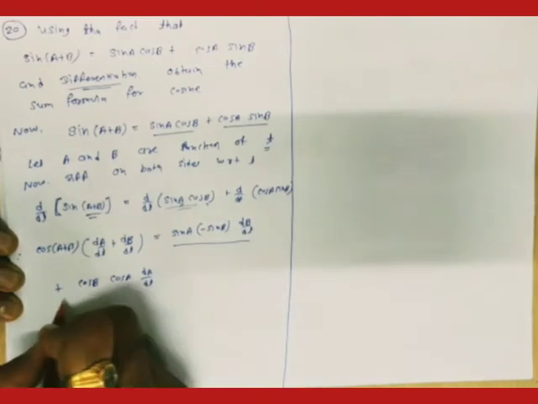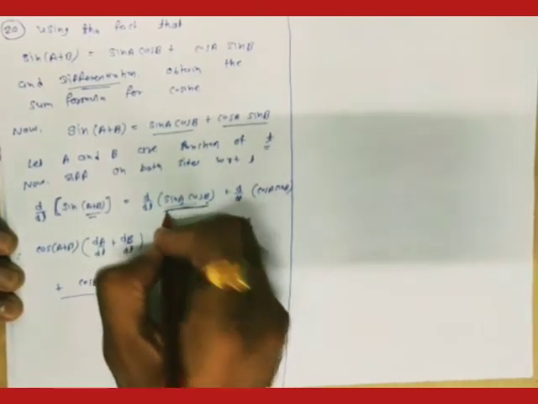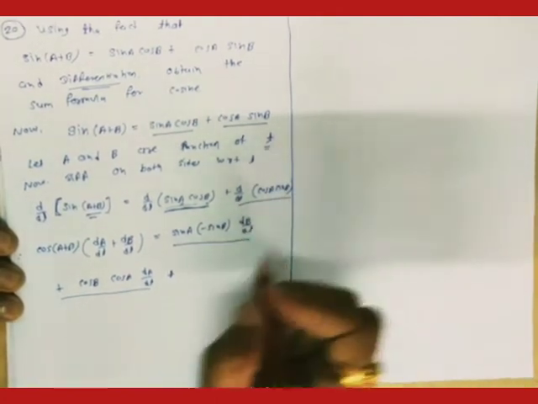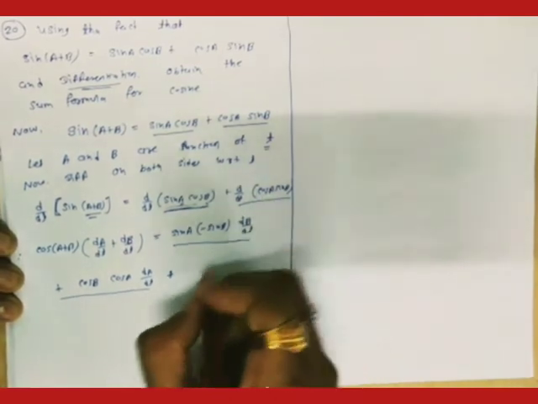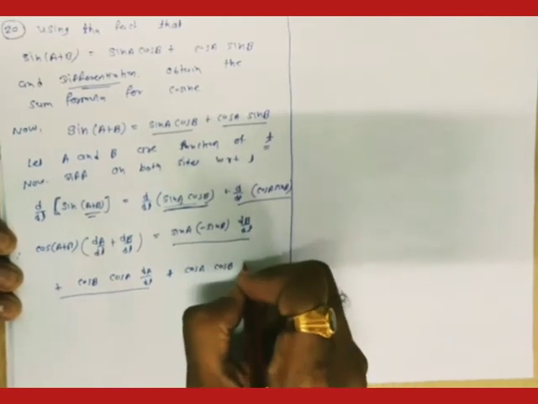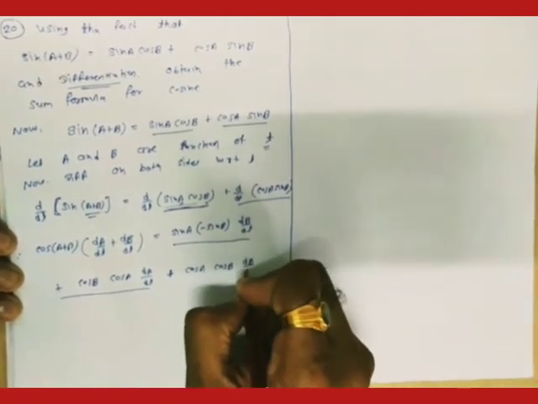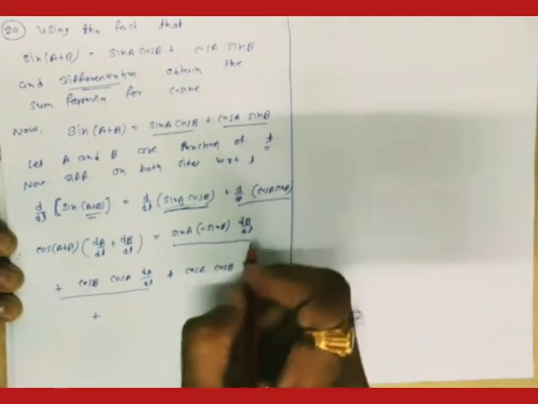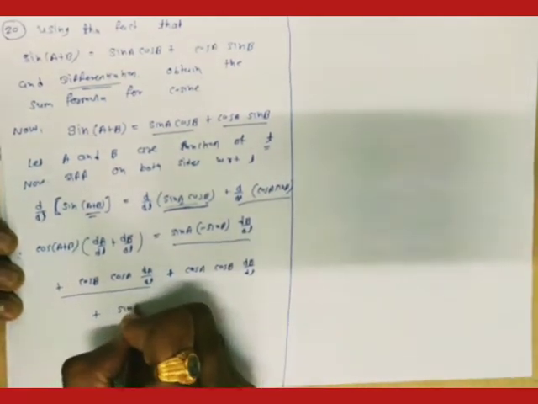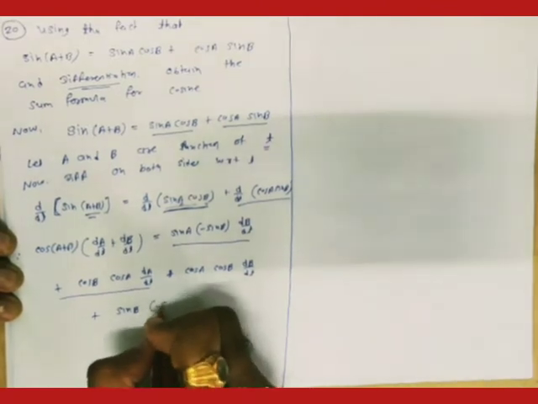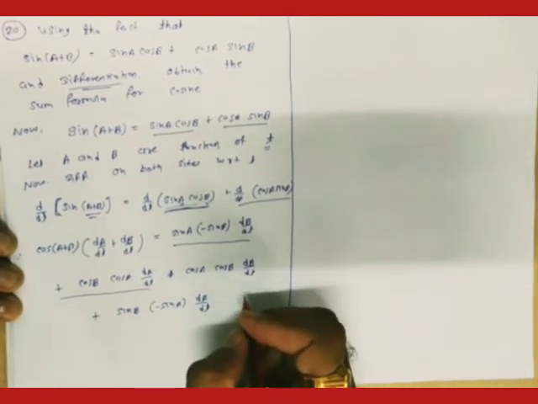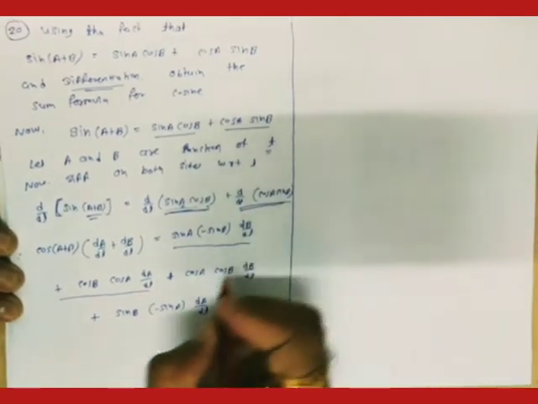This is the differentiation of sin a into cos b. Plus, again, you have to consider the differentiation of cos a into sin b. Cos a is as it is, differentiation of sin b is cos b, again differentiation of b is dB by dt, plus sin b as it is, differentiation of cos a is minus sin a, again differentiation of a with respect to t is dA by dt. So differentiation of this term is this one.